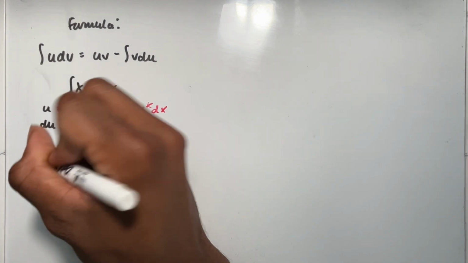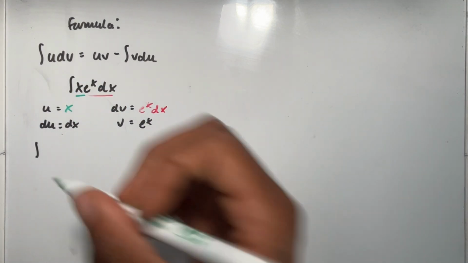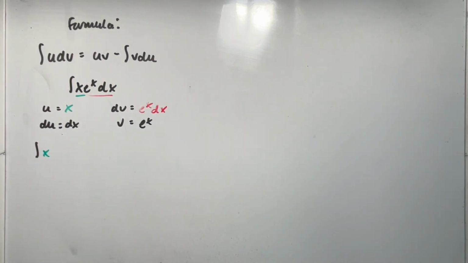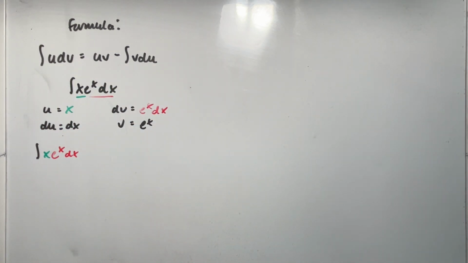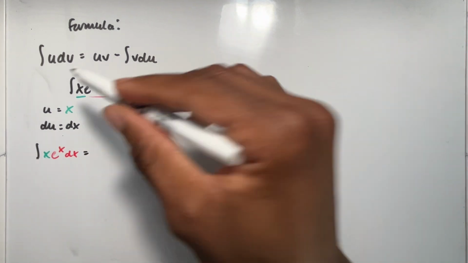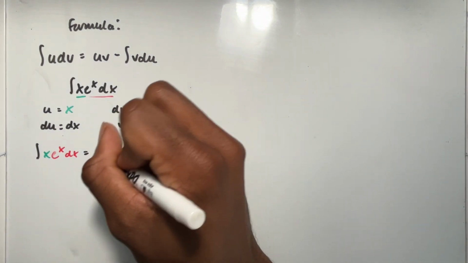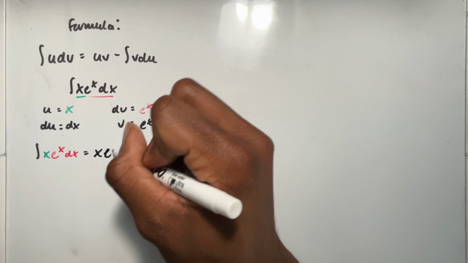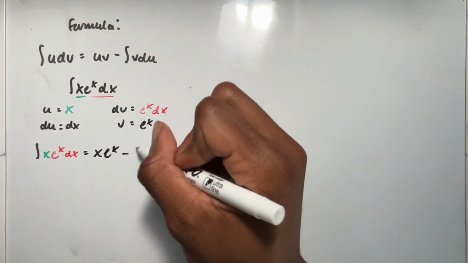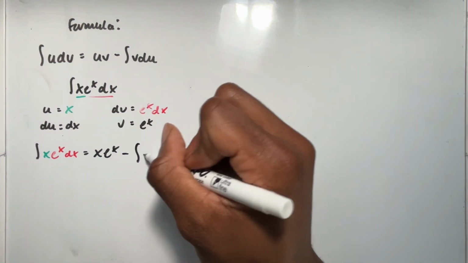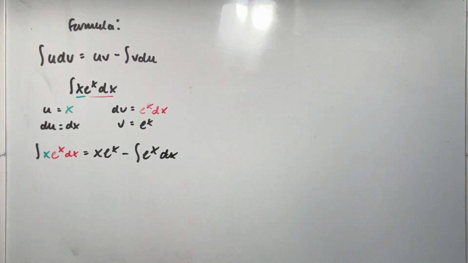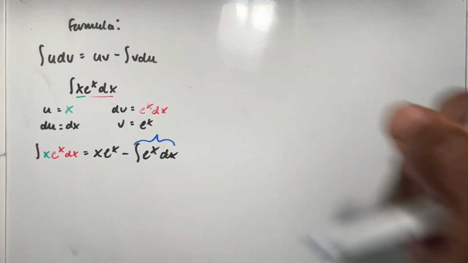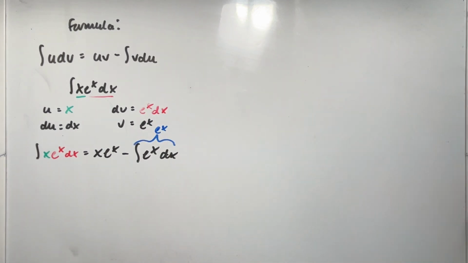So I'm going to rewrite the integral of x e to the x dx. And that's going to equal u, which is x, times v, which is e to the x, then minus the integral of v, which is e to the x, du, which is dx. So now you have an integral that you can solve. This is just going to be e to the x.